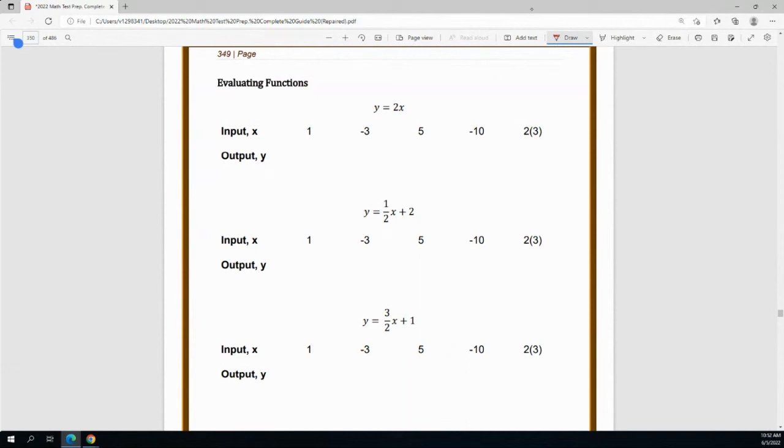Evaluating functions. Remember, as far as algebra, evaluation means replacing a variable with a number. So what we're going to be doing is replacing numbers. Now, functions just mean it's a little engine. That's what I call it. It's a math engine.